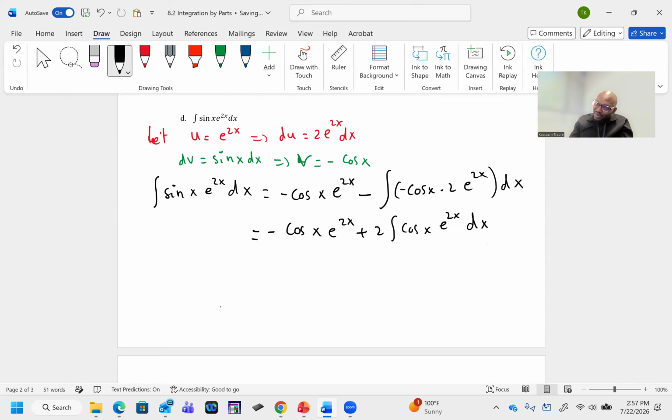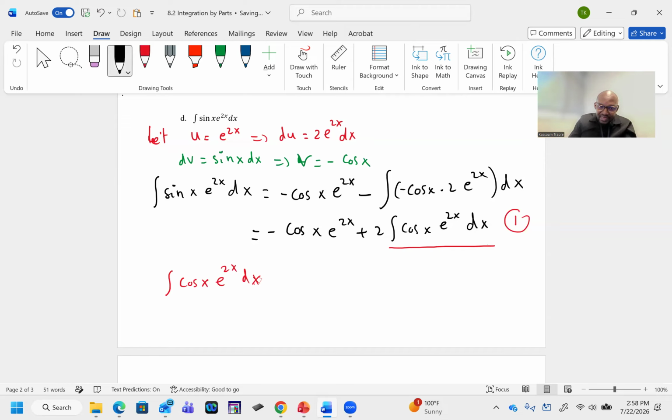I will use integration by parts again, but you can predict what you will have. You will still have another integral, right? At some point, I'm going to have some equation to solve. For example, let this be my first equation, right? But then I will go ahead and integrate this part, which is the integral of cosine of x times e to the power of 2x dx. I'm going to be using the same thing, okay?